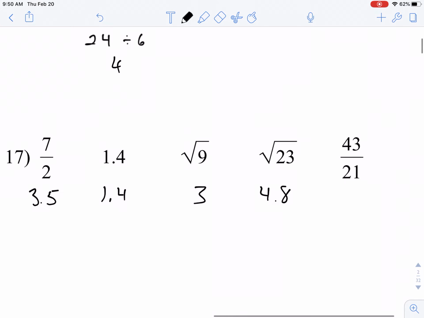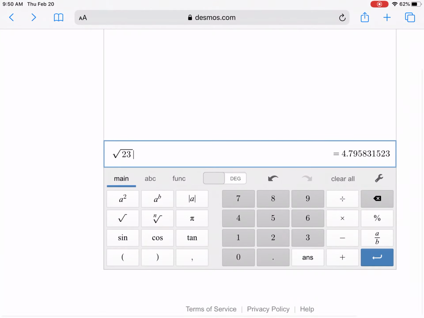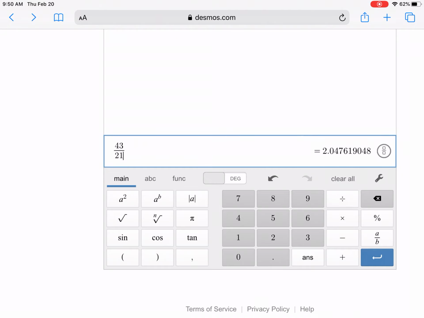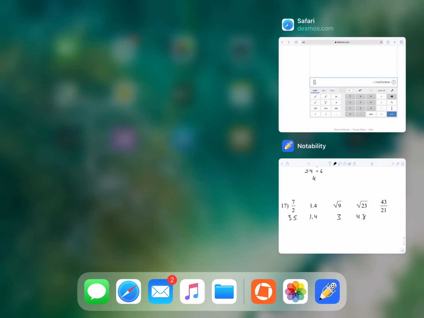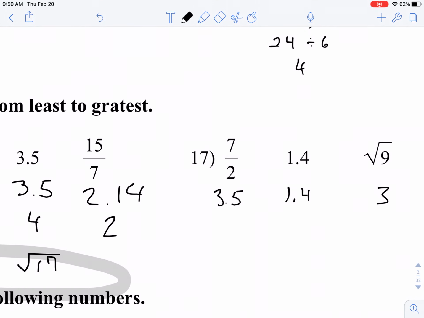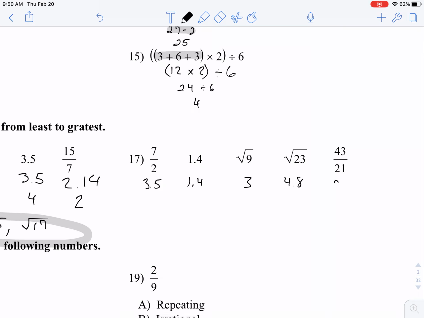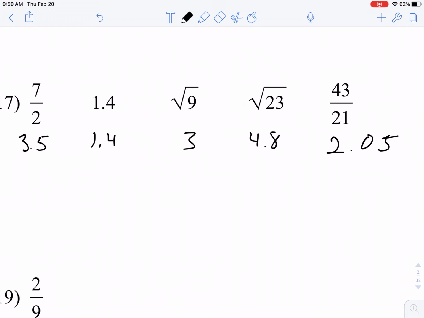And then 43 divided by 21, we can do that real quick. 43 divided by 21, we get 2.05. And then I just go through and try to list them from least to greatest. So I know that this is the smallest. The second smallest then would be 2.05. 3 would be the third smallest. 3.5 would be the fourth smallest. 4.8 would be the fifth smallest.